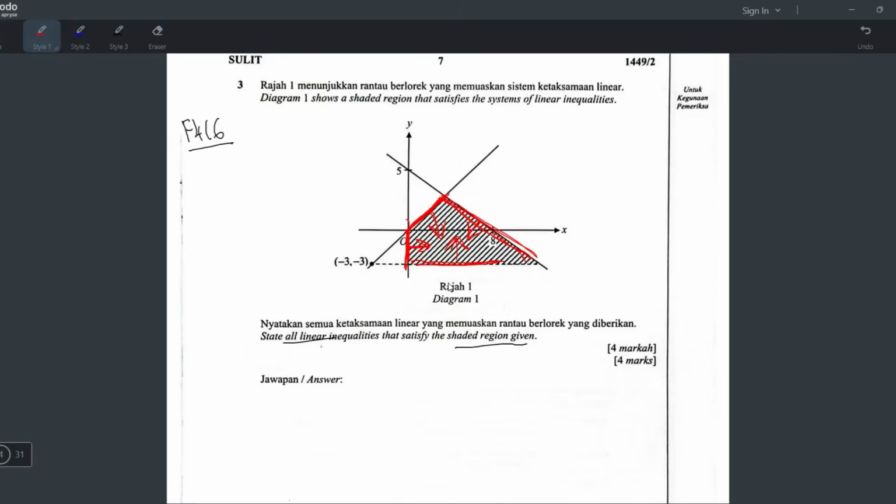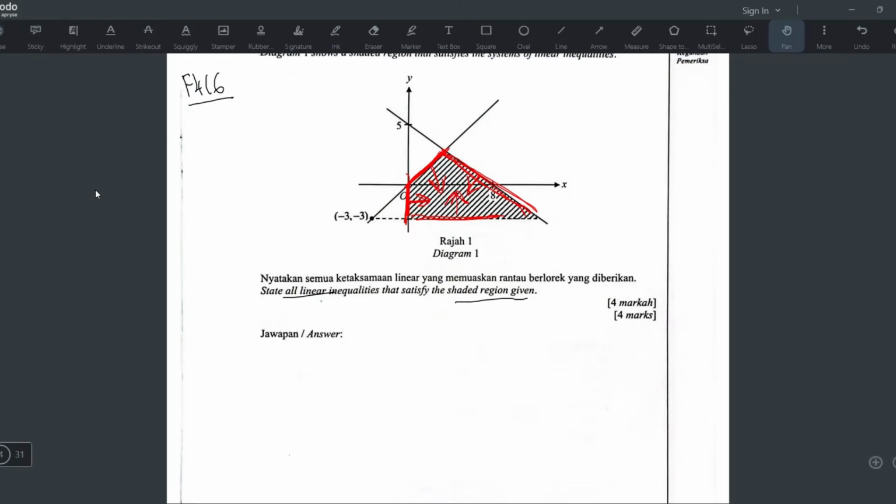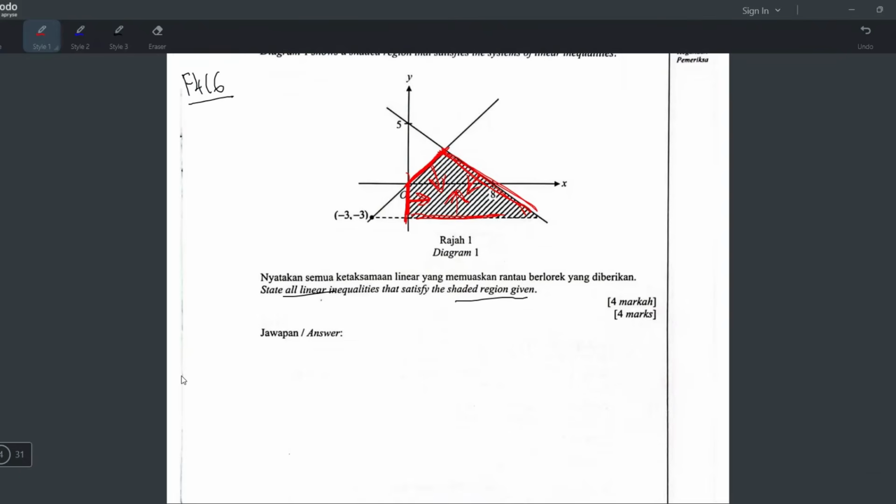So my job now is to find out the equation of all these lines first. After finding the equation, then only I change the equation to inequality by writing bigger or smaller. Okay. Alright, let's start with this line right here. This line is the y-axis and the y-axis equation is x equals 0. For vertical lines like this, the equation will be x equals number. And the number depends on where it cuts the x-axis. In this case, the y-axis cuts the x-axis at 0, so it's x equals 0. So this is the equation for this line.